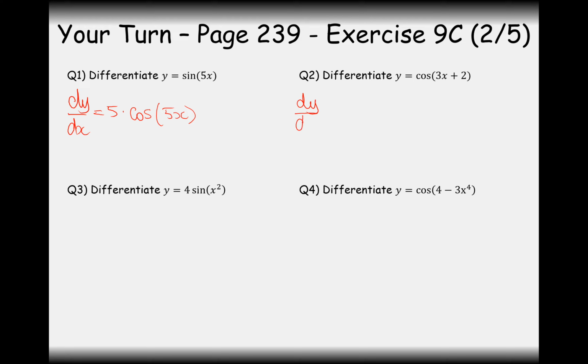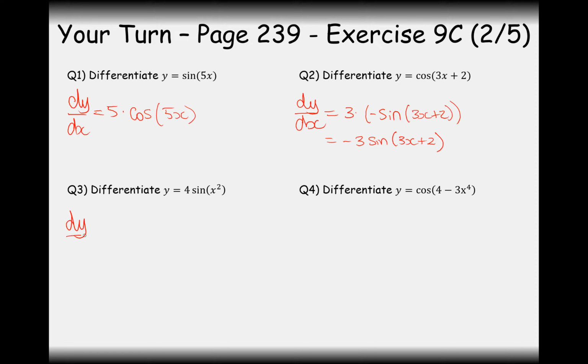For the second question here, differentiate the inside first. 3x plus 2 differentiates to 3. And differentiate the outside second. That's going to be minus sine of 3x plus 2. So the answer here is going to be minus 3 sine(3x plus 2). Do try to simplify once you've got your final answer at the end.